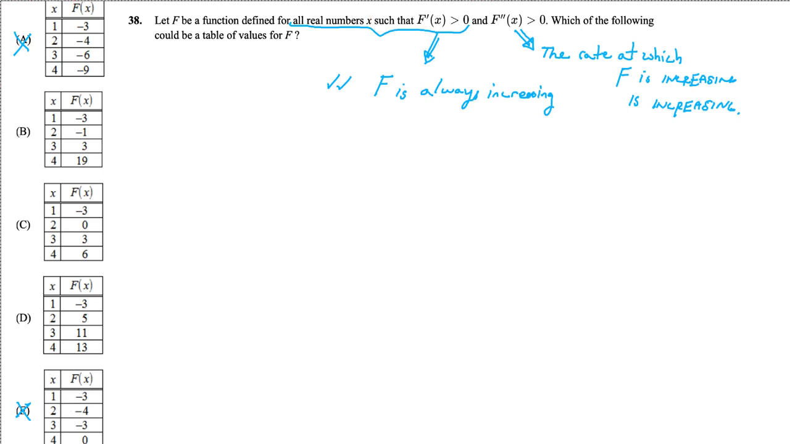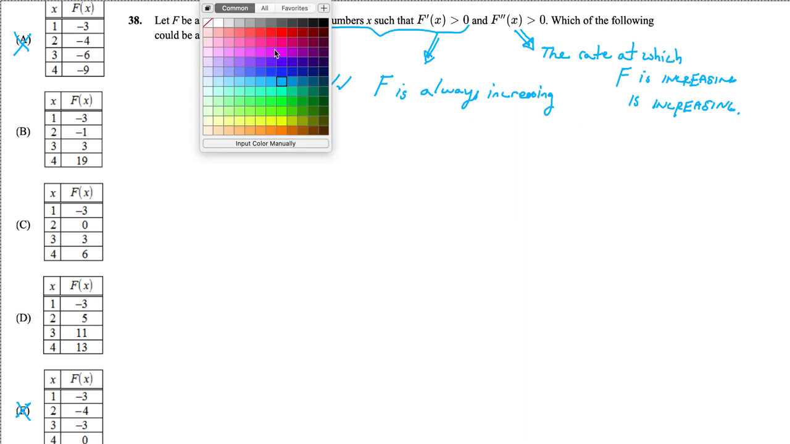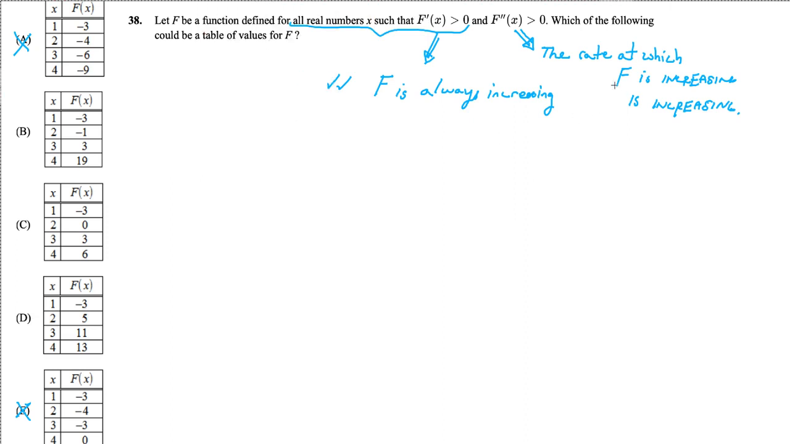And now let's apply this second piece of information. So they say that the second derivative of f of x is always positive, for all real numbers, right? This is the key. You have it for all real numbers, this part, right? So that means the rate at which f is increasing is increasing. Now, what does that look like? So let's look at the rate of increase.